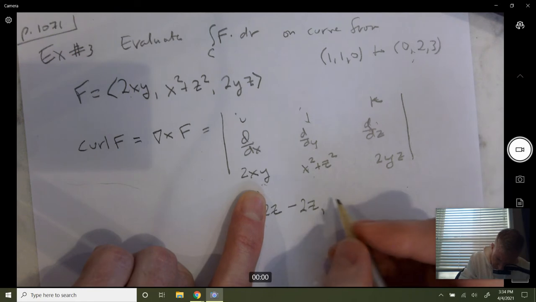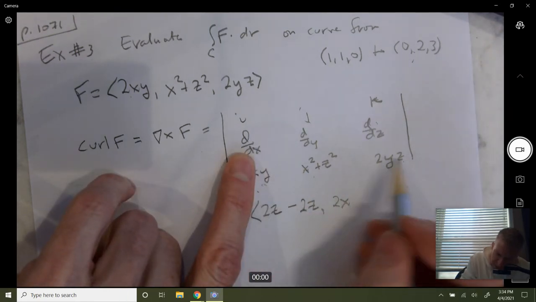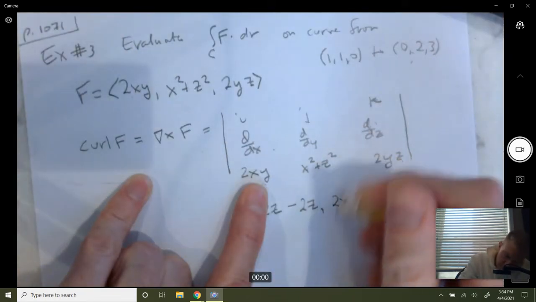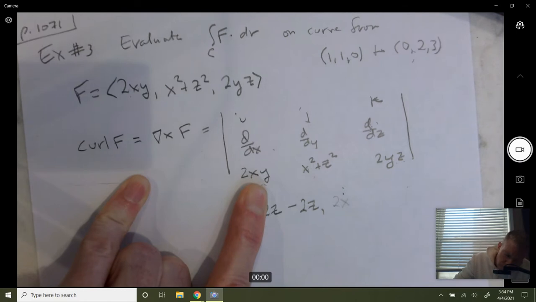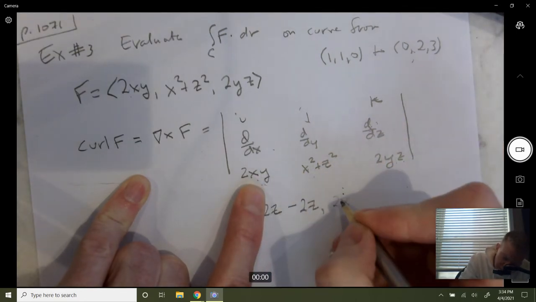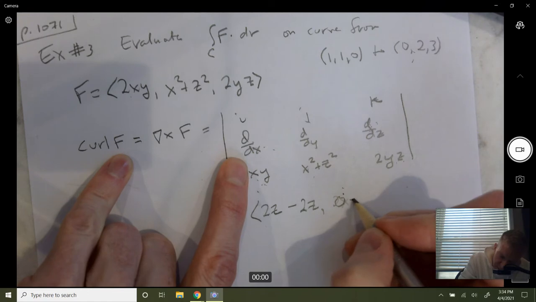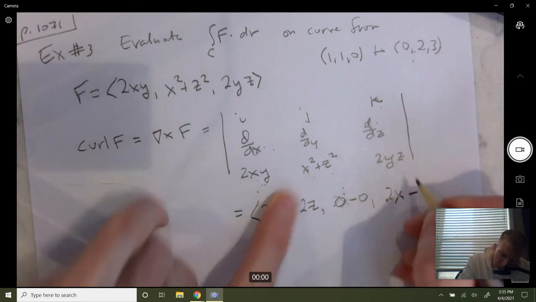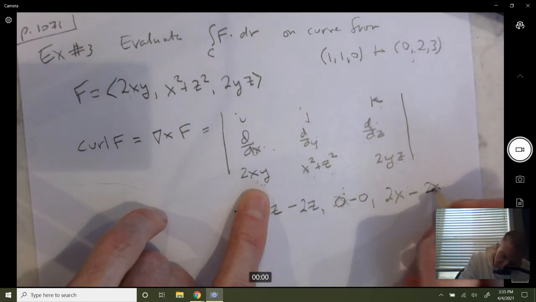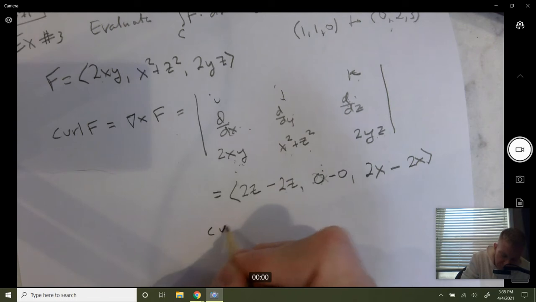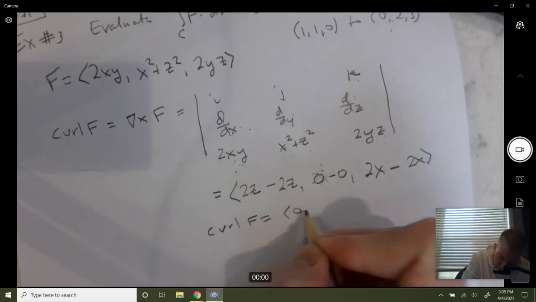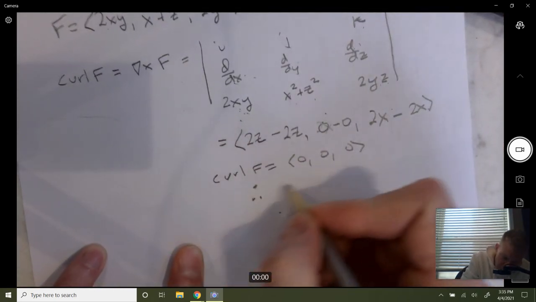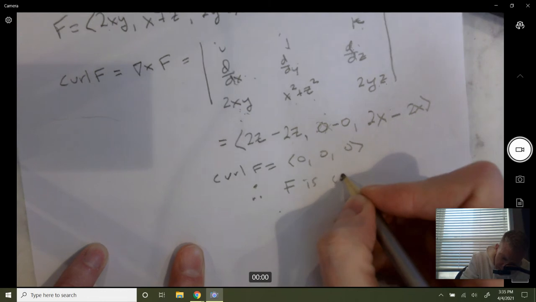So I'm going to switch. The z derivative of this is 2x minus the x derivative of this. The z derivative of this is 0, there's no z's in it, so that's 0. And then the x derivative of this is 0. And then the k direction, we do the x derivative of this, which is 2x, minus the y derivative of this, which is 2x. And we get the curl of F is equal to 0, 0, 0, which means F is conservative. Therefore, F is, in fact, conservative.